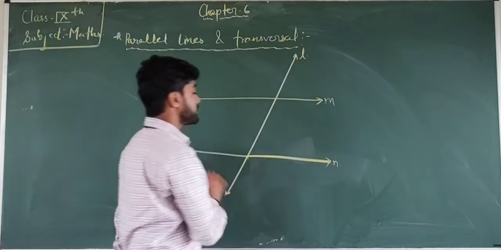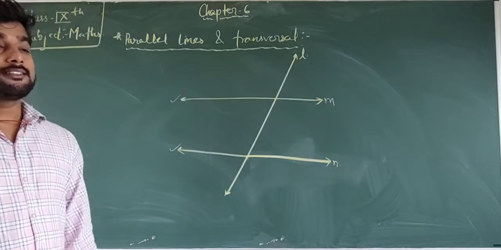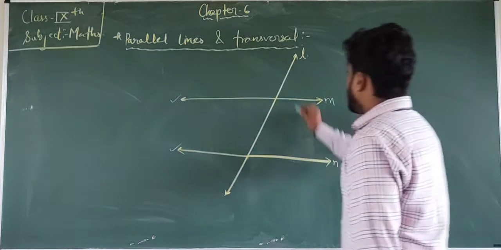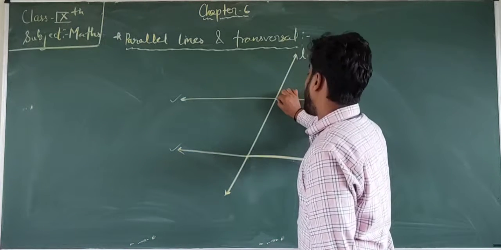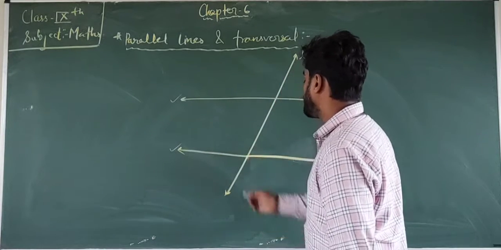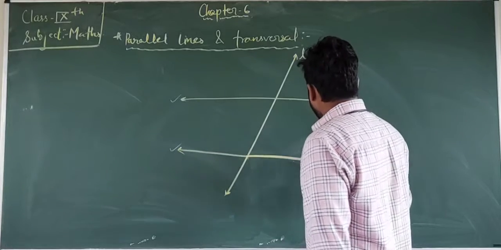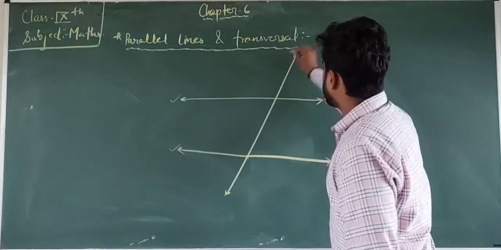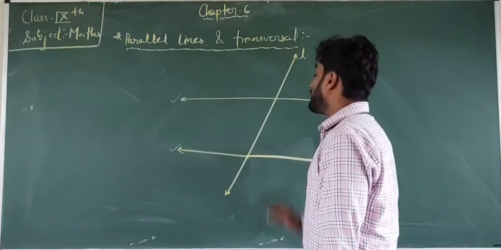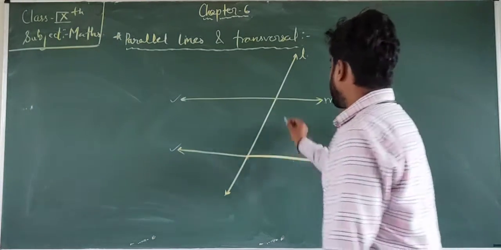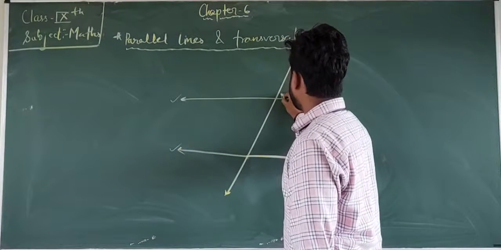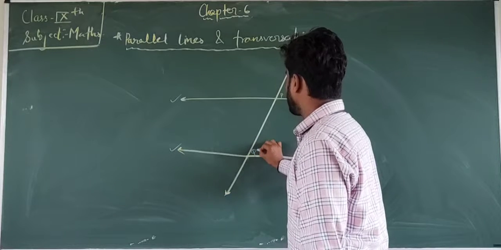And there is one transversal L given. L is a transversal such that L intersects line M at this point and line N at this point. M and N are the two lines and L is a transversal which intersects them at two distinct points. I am naming these two points as P and Q.